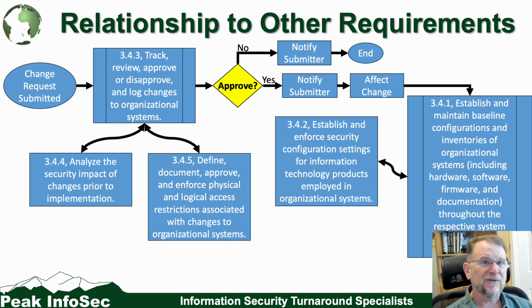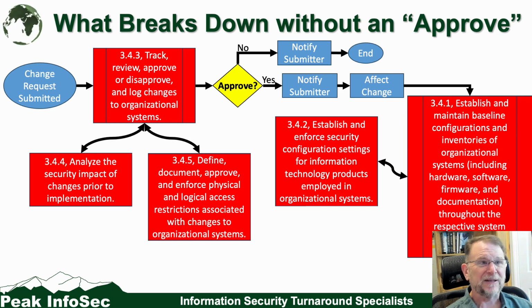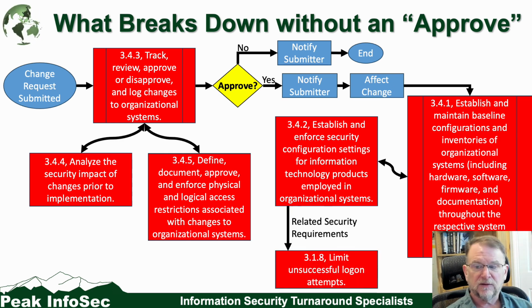Now, what happens when you don't do approve? Well, it's kind of ugly. You fail a lot of these. Now, not necessarily all of them directly. You may be tracking, reviewing, and approving some, and these may be working in other use cases. But let's pick on one. So in the use case of unsuccessful login attempts, if that's not approved, you failed that requirement too. Yep, that's the way this really does work.